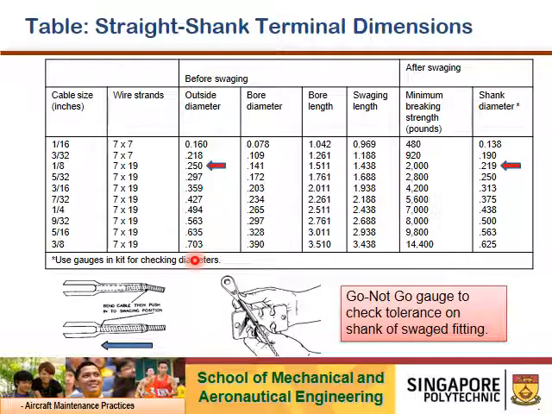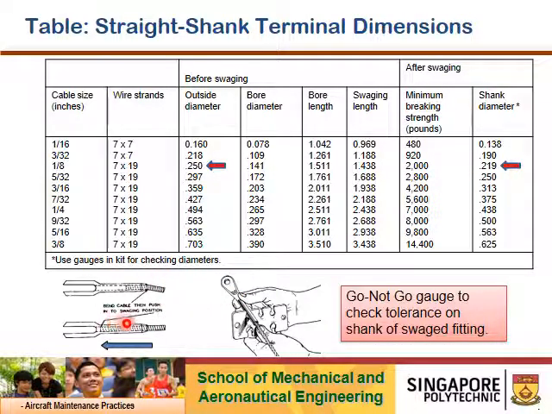So I mentioned, if let's say you want to swage a 1/8 cable size diameter, 7x19 wire strands. Before swaging, the fitting outside diameter is 0.25, a quarter inch. But after you swage, after you've been through the swaging machine with a certain amount of impact clamping force, you will have to measure the outside diameter, and it should give you 0.219. Okay, 0.219.